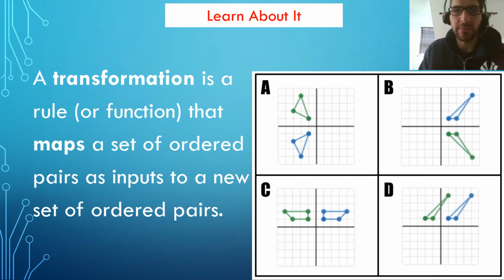So let's learn a little bit about it. A transformation is a rule or function that maps a set of ordered pairs as inputs to a new set of ordered pairs. The Think About It has 4 examples of transformations, where one shape is the original or input set of ordered pairs, sometimes called the pre-image, and the other shape is the new output set of ordered pairs, sometimes called the image. Each point in the pre-image corresponds or is mapped to a point in the image. Let's look at some specific examples.